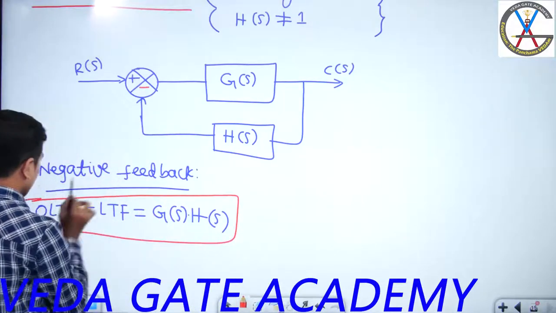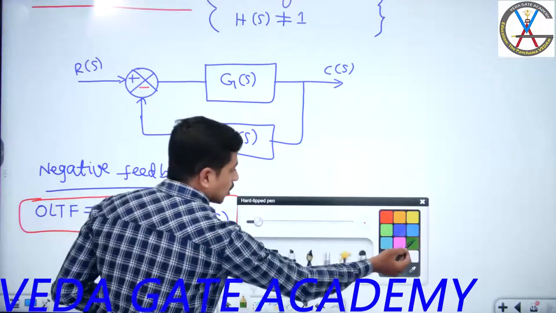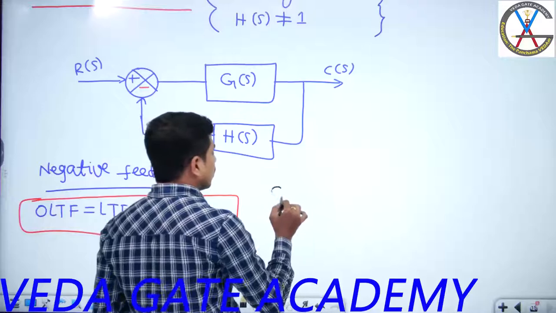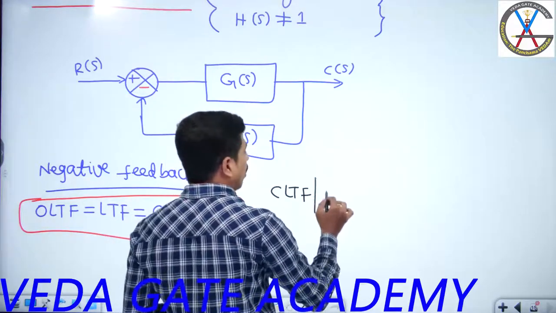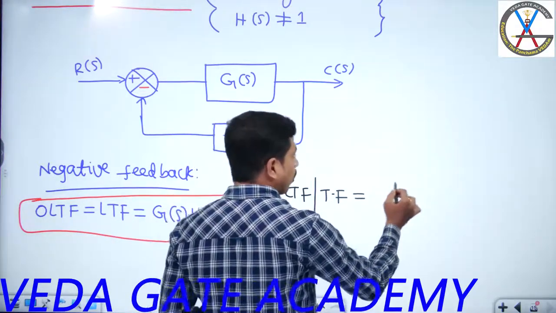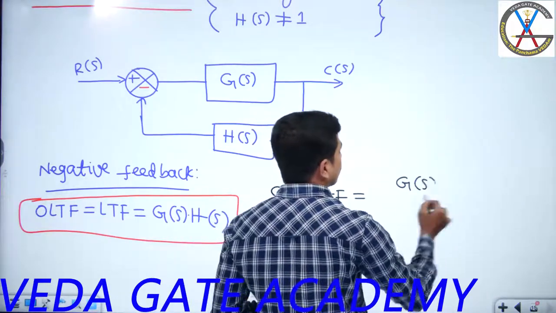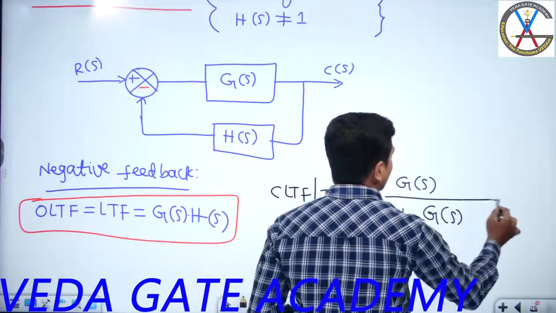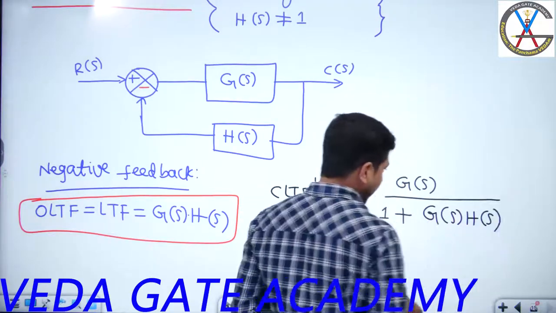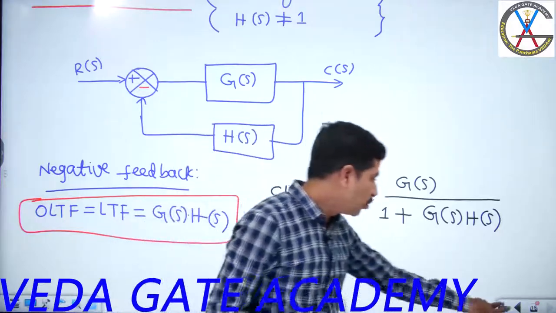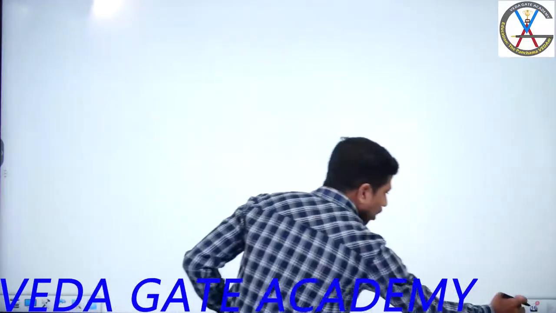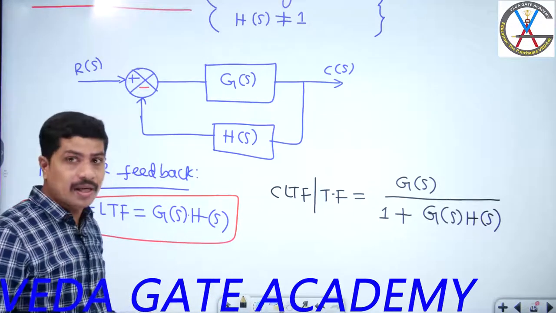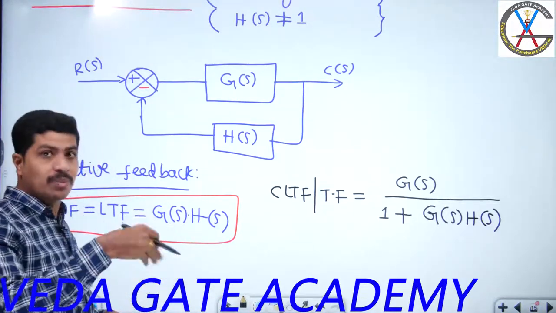And what is the overall transfer function we got? Let me write here. CLTF, or transfer function simply, is equal to G of s by 1 plus G of s into H of s. How did we get this one? We'll do it once again. Because negative feedback we already did, but for positive feedback we have to do it once again. Therefore, first let's do negative feedback, then we implement positive feedback.